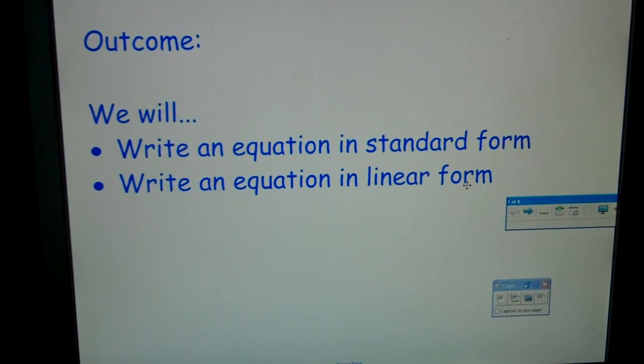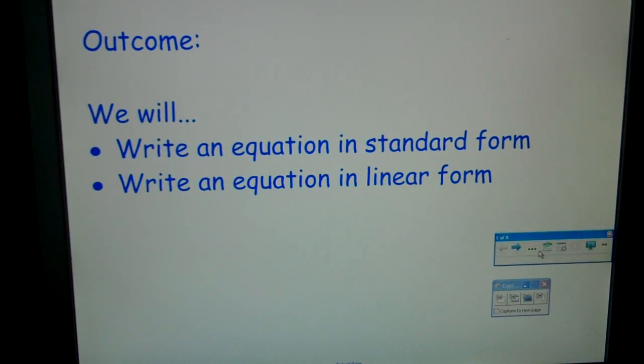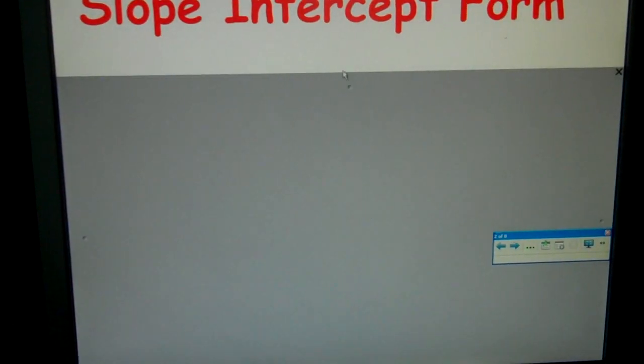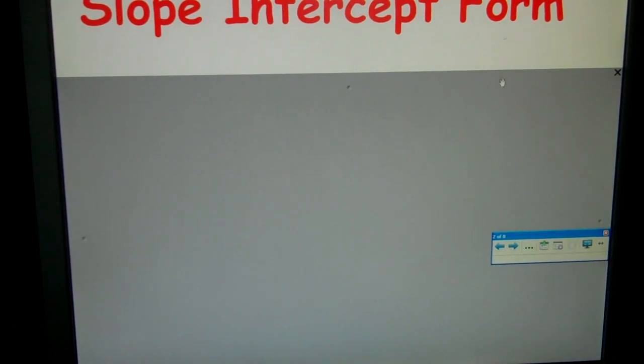Lesson 5.7. Our outcome today is going to be writing an equation in standard form and writing an equation in linear form. One of these should be reviewed because we've been doing linear form, and that's what this slide is about. Linear form is just slope-intercept form. Take a minute, write it down on your own because you need to make sure that you know this formula. What is slope-intercept form?